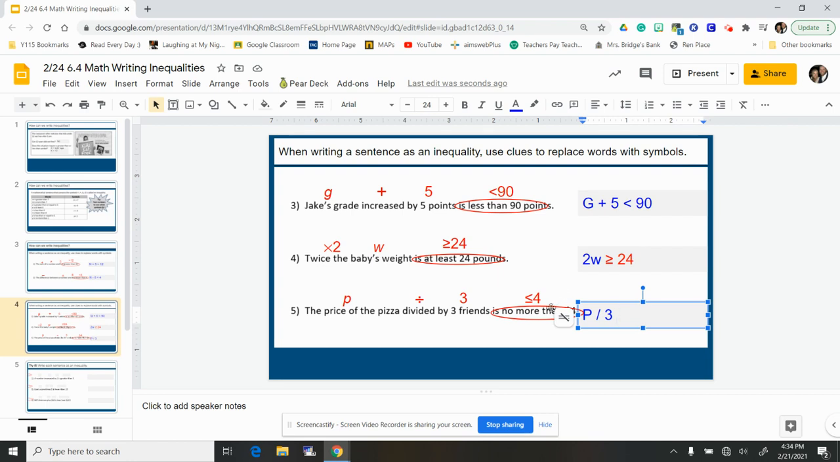But we needed to make sure too that we were dealing with the less than, okay, less than or equal to symbol. So I'm going to copy this one so you can see it exactly how it should be there. And since we're dealing with no more than $4, that last number should be 4.